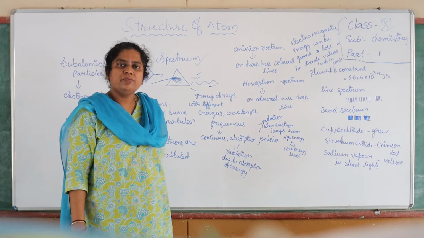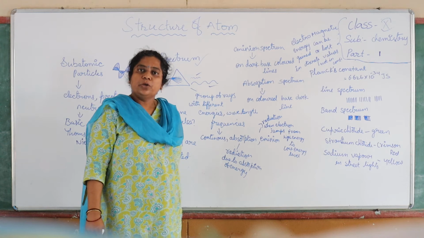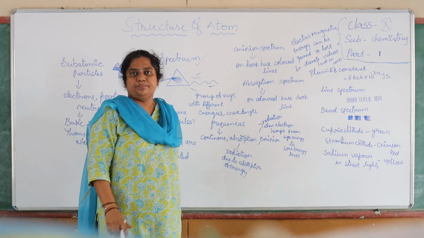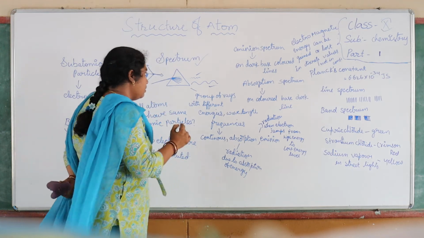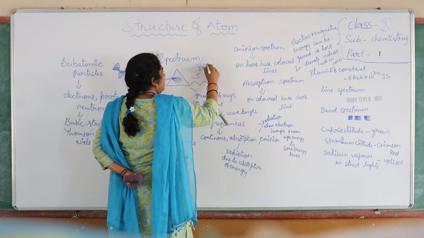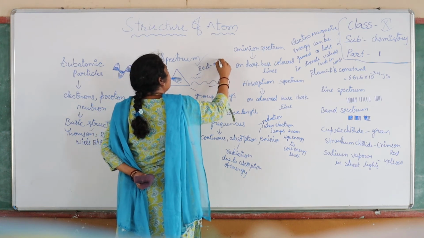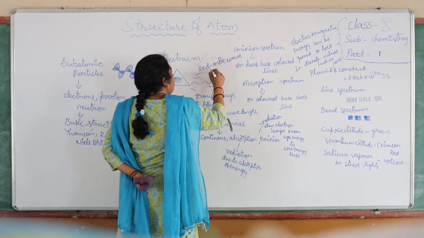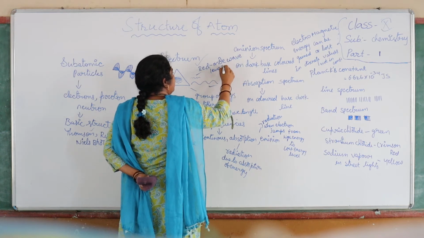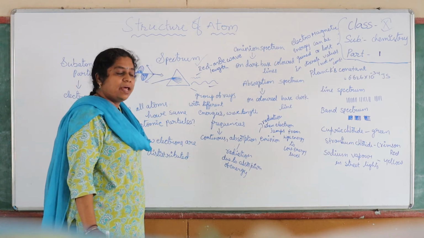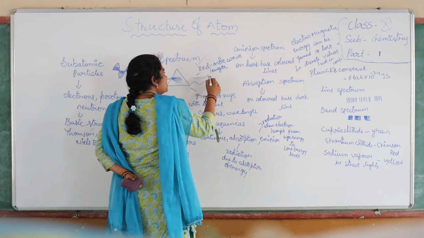iron rod. What will happen after some time? You will see that the iron rod will become red in color. Red in color means, keep in your mind, red color means more wavelength. Already I told you this. The red color has more wavelength but less energy.